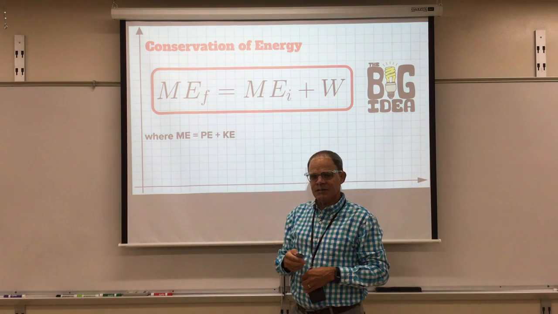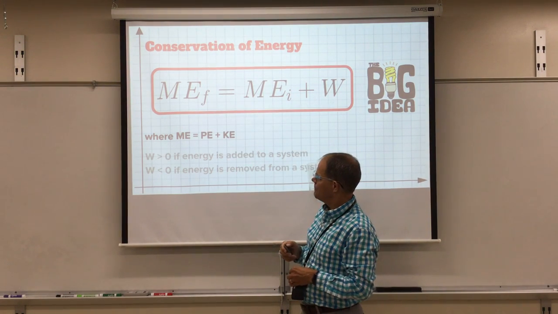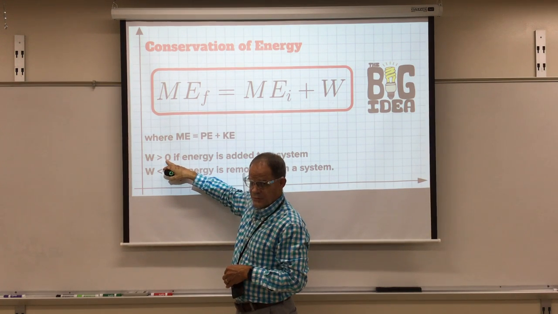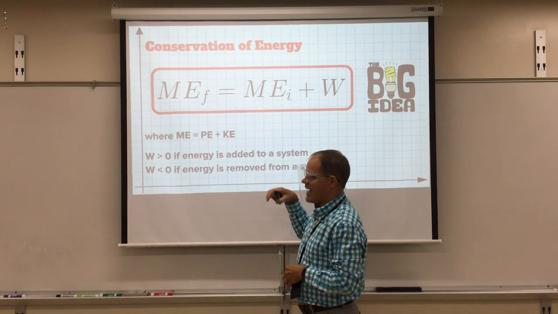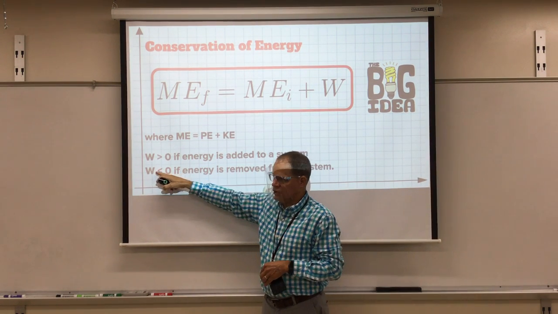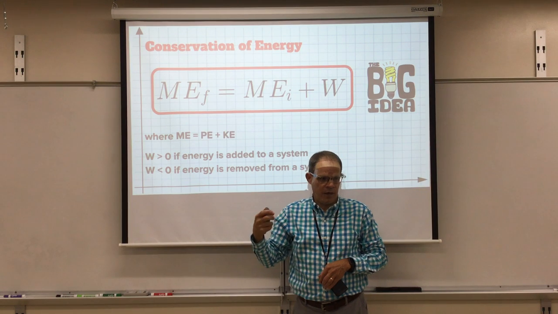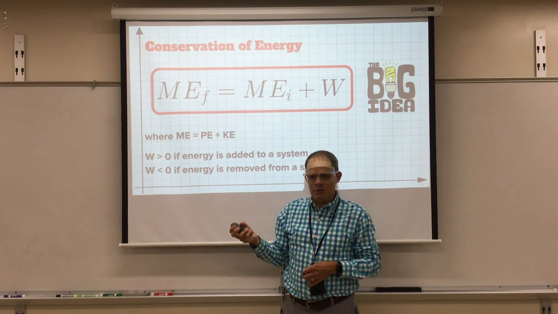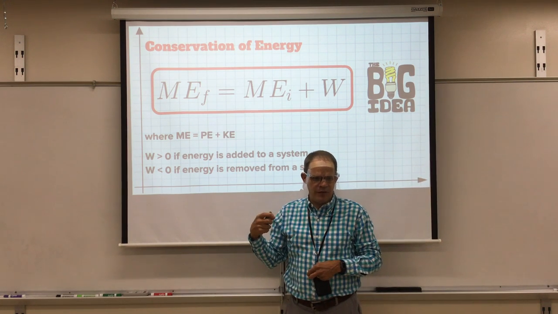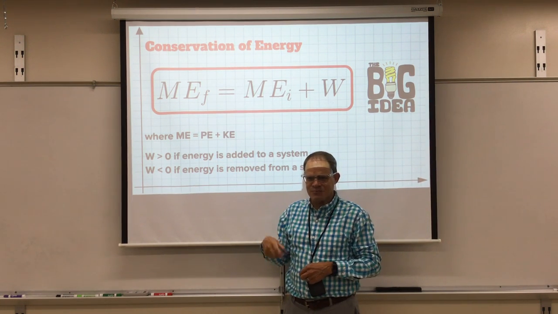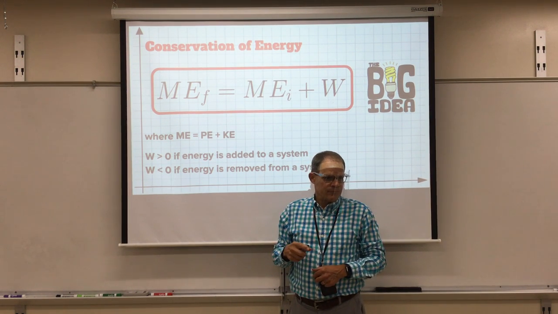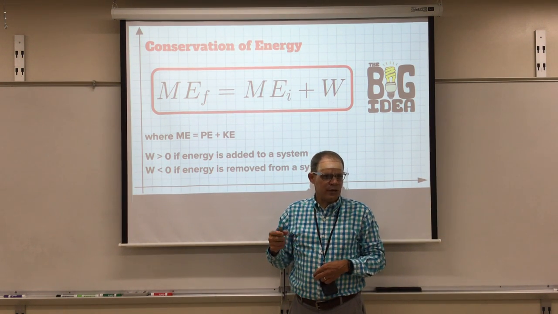And we're going to have a sign convention about work. Okay? If the work is positive, greater than zero, it means energy is added. If the work is negative, that means energy is taken away. And this is the exact same way we do it with finances, right? If you lose $5, that's a negative five in your ledger. If you gain $5, that's positive five in your ledger, right? So if dad hands you $20, that's plus 20.